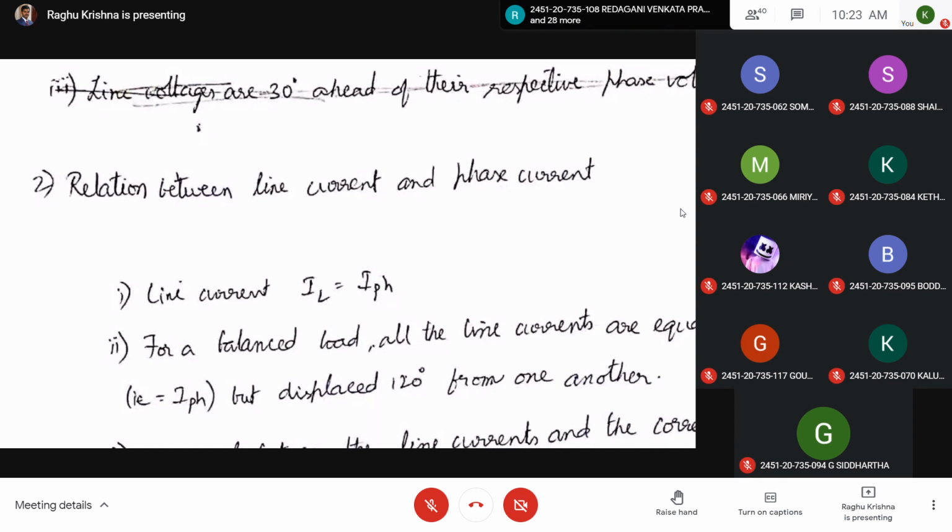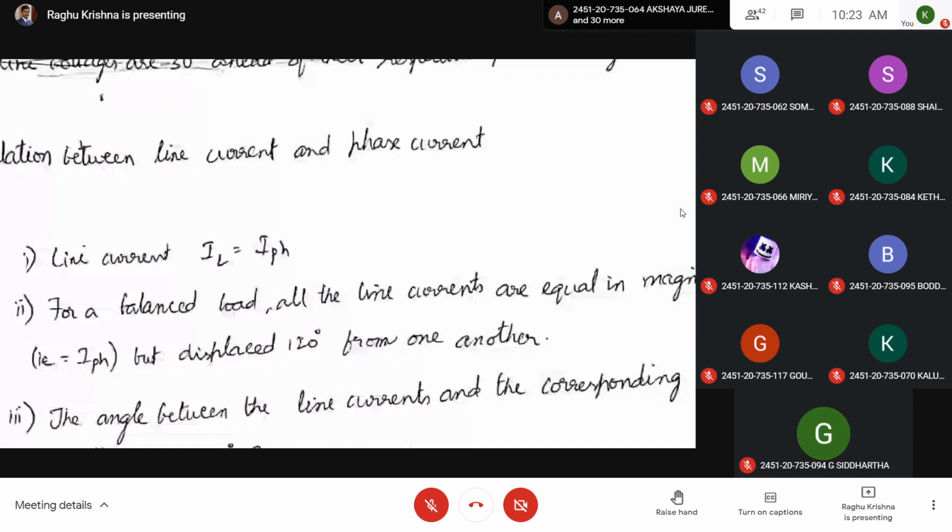Next, a balanced load means the load will be equal in three phases. That means the value of R and the value of X will be the same for all the three phases. Just like three-phase supply, we are going to have three-phase load. Example is a three-phase induction motor. This is a three-phase load. So for a balanced load, all the line currents are equal in magnitude.